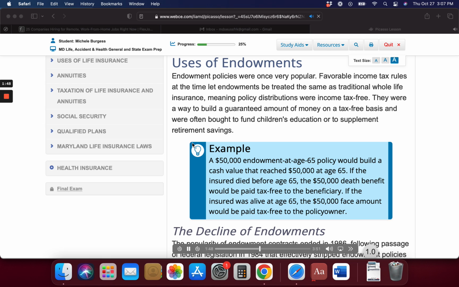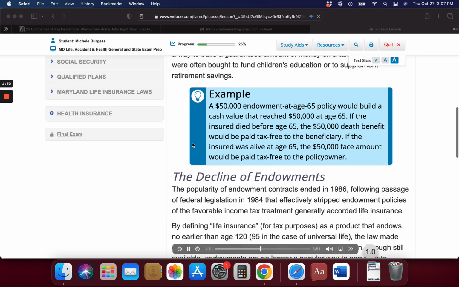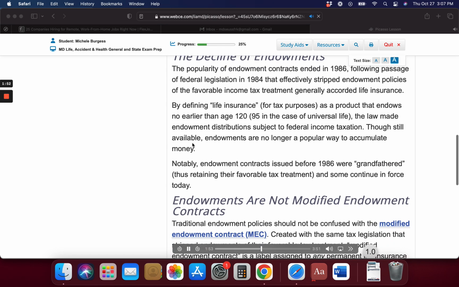The decline of endowments. The popularity of endowment contracts ended in 1986, following passage of federal legislation in 1984 that effectively stripped endowment policies of the favorable income tax treatment generally accorded life insurance. By defining life insurance, for tax purposes, as a product that endows no earlier than age 120, 95 in the case of universal life, the law made endowment distributions subject to federal income taxation.